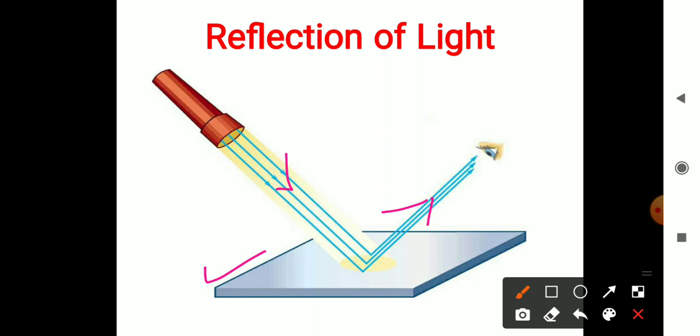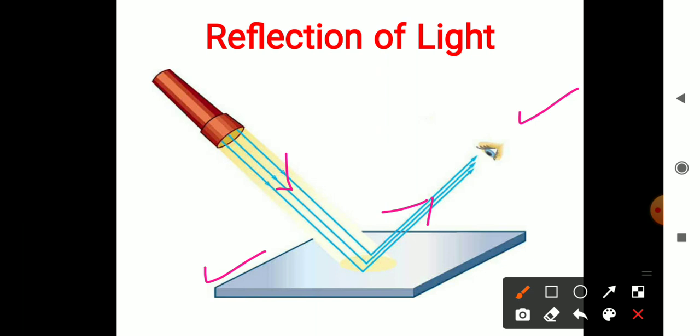And there is a person. The person will be able to see that surface with the help of reflection of light. That means we can see objects only if there is a reflection of light. That means we can see the objects with the reflection of light.